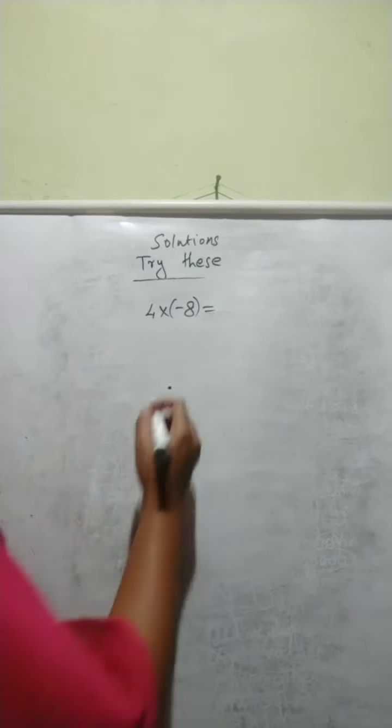We can keep the sign aside. Then 4 8s are 32. Then think about the sign. Here one is negative, one is positive. Positive multiplied by negative, we will get negative as the answer. So the answer is negative 32.